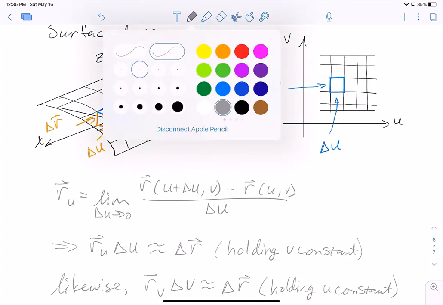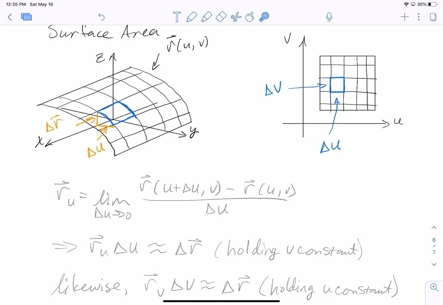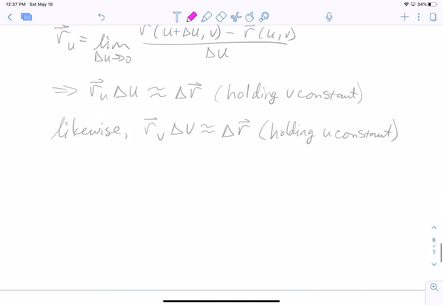But what we're after is the surface area of the surface r(u,v). So we're going to consider a parallelogram on the surface of r. Well, not exactly on the surface of r. It's got one corner on the surface of r. The parallelogram is formed by two vectors: one of them is r_u times delta u, and the other is r_v times delta v. We're going to approximate the area of the surface by using these parallelograms. You probably know where this is going.